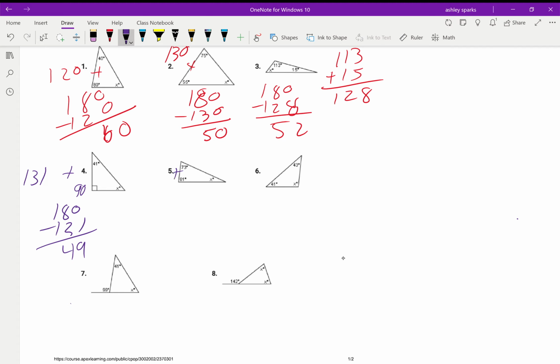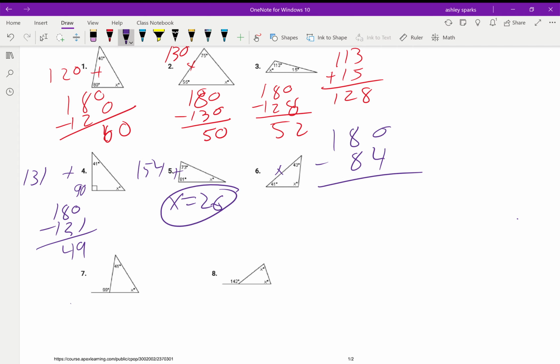Doing our next one, we add them together. I get 73 and 81, which gives me 154. Subtract out 180, and I get x equal to 26. Final one, I'm going to add them together. That's going to give me 84. 180 minus that 84, 96, I believe. Okay, so these problems are very much so, you're only given 180 to spend. How much money do you have?